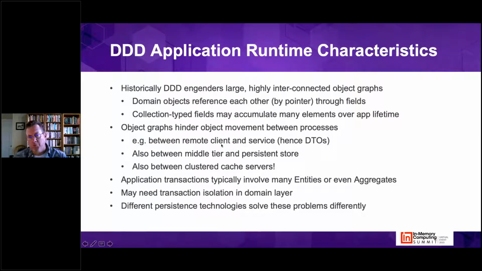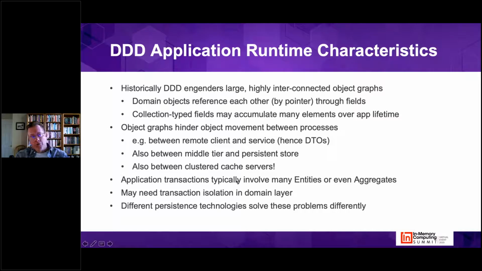These object graphs that grow in process memory have a tendency to hinder object movement between processes. Originally, between rich clients and application servers, this is why DTOs were created, and also between middle tiers and persistent stores. If you try to serialize a large object graph, you end up with a byte stream that might be a megabyte big or something. And these object graphs also tend to hinder movement between clustered cache servers and an in-memory data grid.